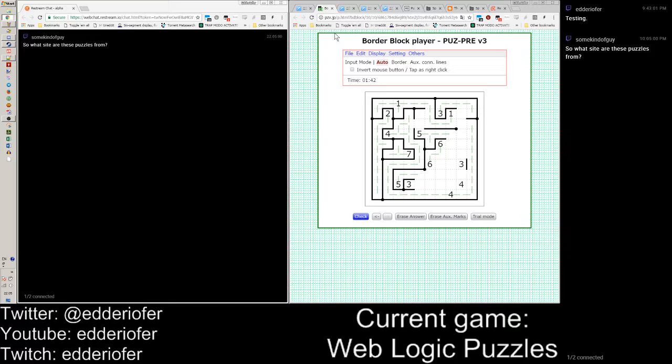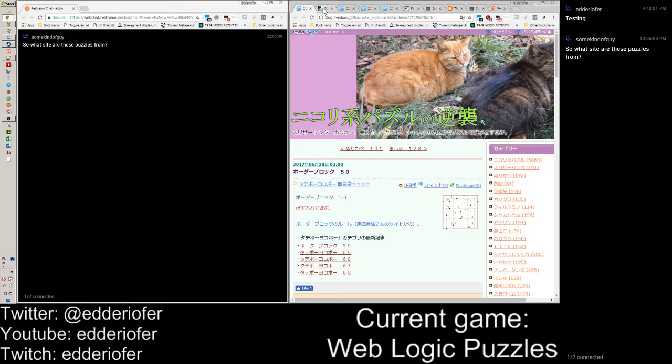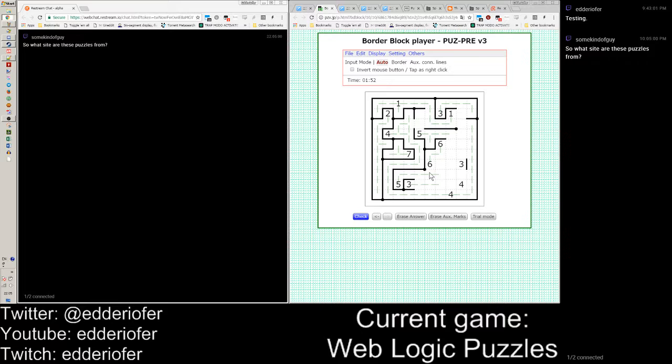What site are these puzzles from? They're from a Bachelor Seal's blog. That having been said, I also follow a bunch of other puzzle blogs, so these puzzles come from a variety of sources.